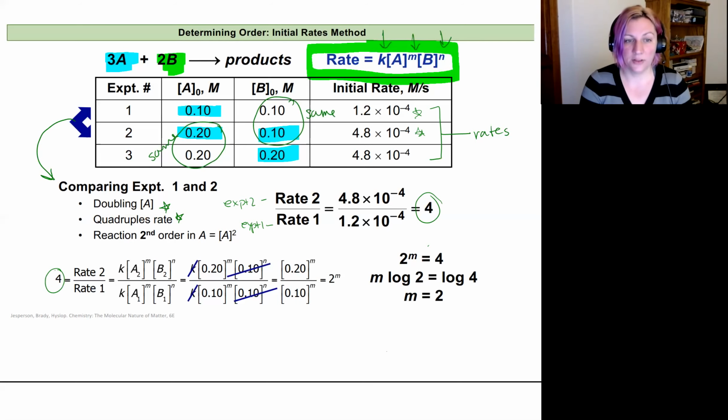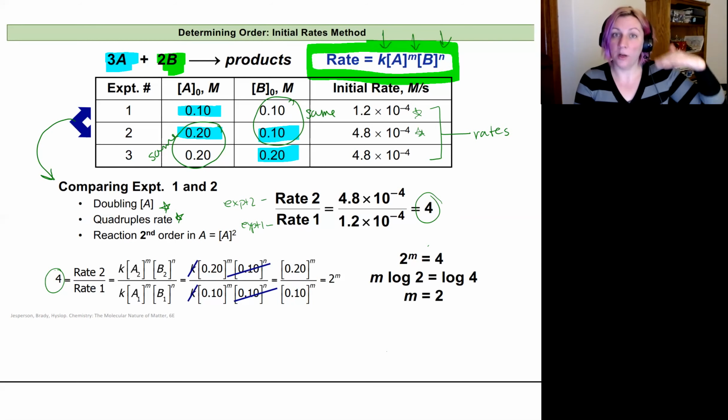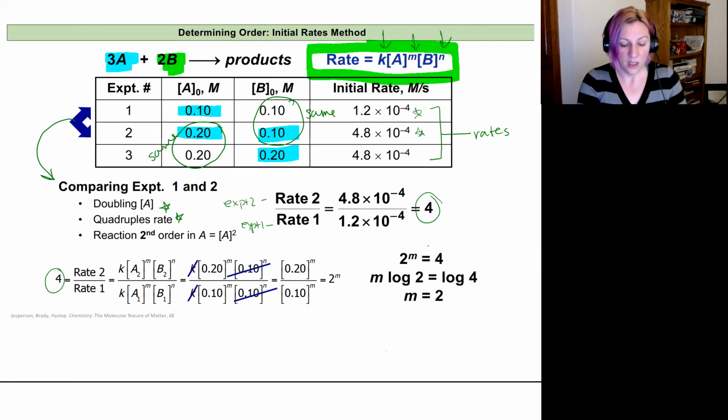So my rate laws for each of these are the same, but I can now populate information that I have from my table, which is information about concentration. So I have them set up here. I have my rate law for experiment 1 and experiment 2 over one another. And some of the things between these are the same, like K. So K will be the same, so we cancel it out.